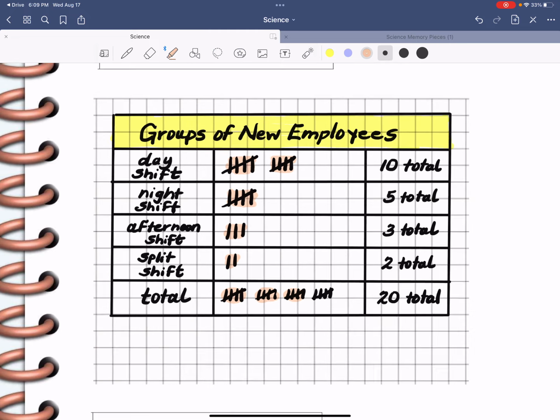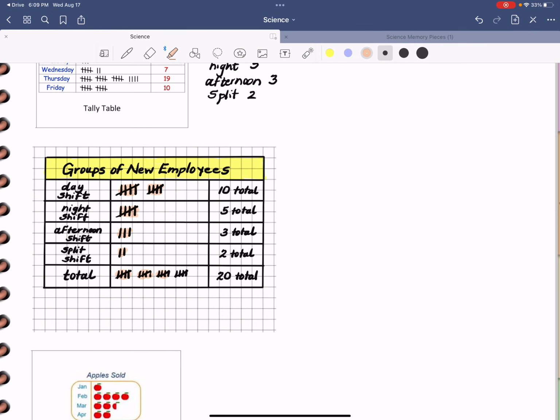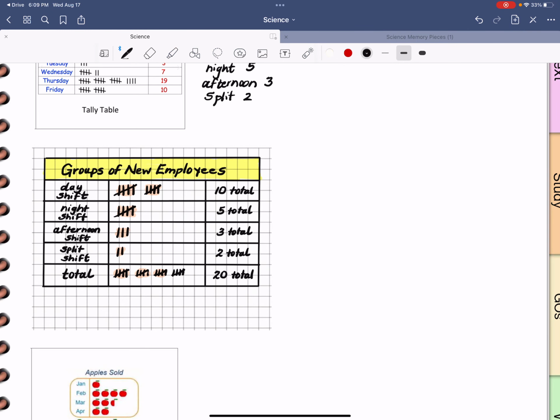Some examples of questions that you could have about this. Let me just make up. One of the most common that you'll see is how many employees total. And that would be 20.